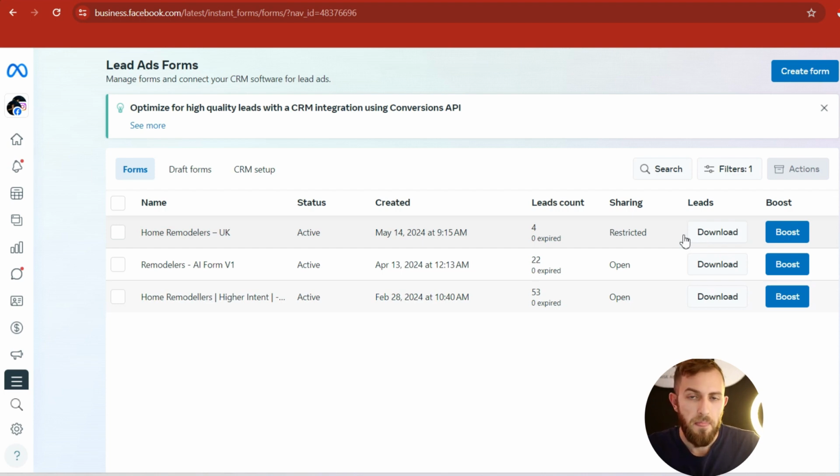Okay, so this is basically the whole workflow on how to go about setting up the ads, running the ads, and generating leads for your business.